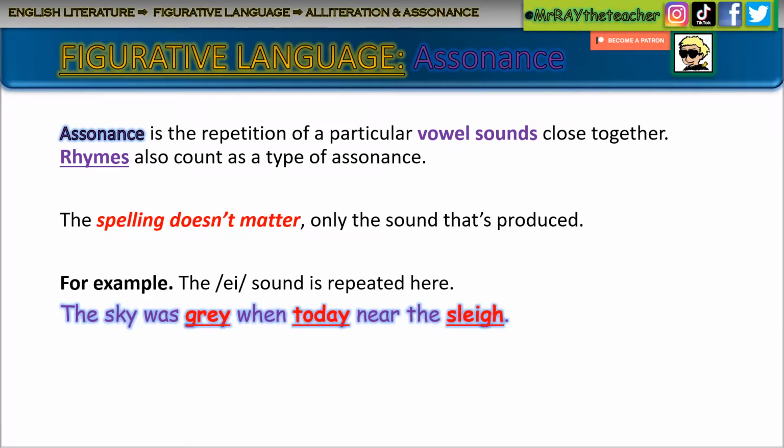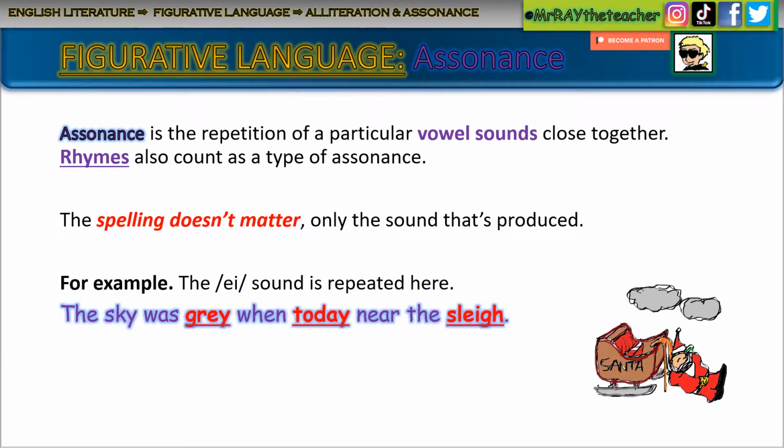So the sky was gray when today near the sleigh. So, yeah, maybe if you were to have changed this to American English, see, so I do use British or Aussie English every now and then, you'd have the AY and the AY here, but I just deliberately did that so that you could see the spelling differences. Phonetically, they are all this sound above the laser pointer. And here is my sleigh.